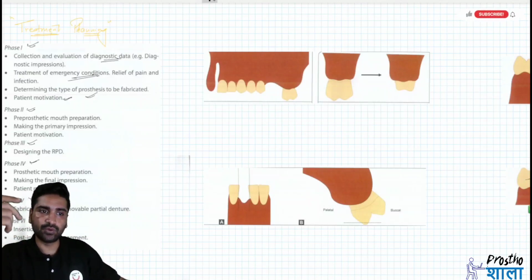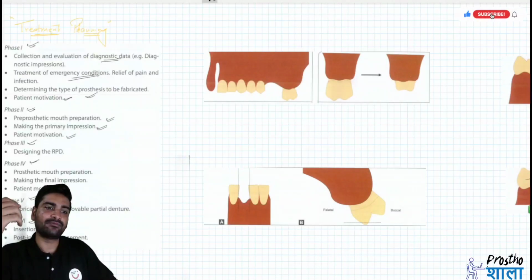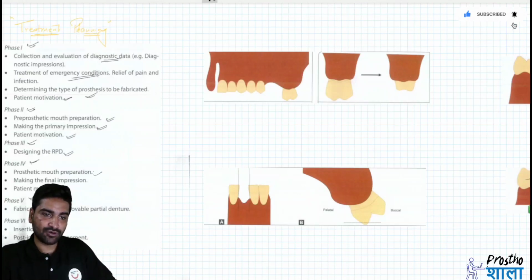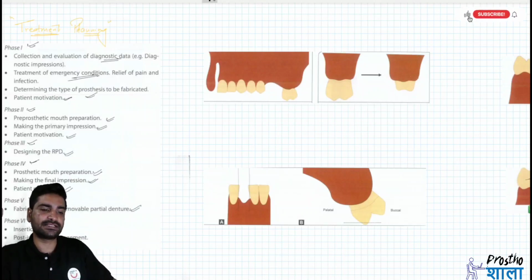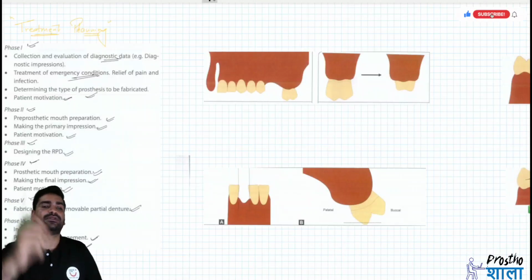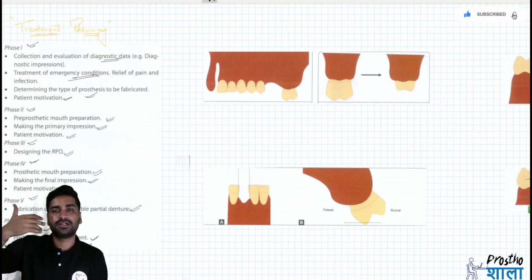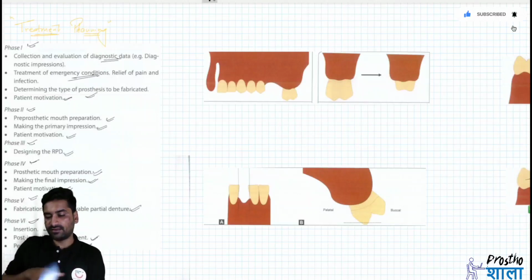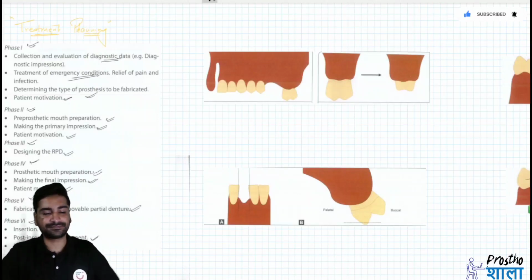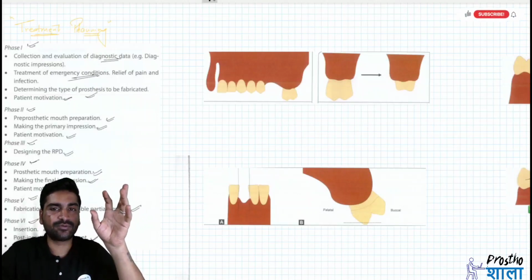Moving on to phase 2, it involves your pre-prosthetic mouth preparation, making of the primary impression, and patient motivation. Then in phase 3 you design the RPD, then you do the prosthetic mouth preparation, making the final impression, patient motivation. In phase 5 you fabricate, and in phase 6 you insert, with post insertion management and periodic recall and review. So this is how you move on in the sequence of treatment planning. Right, now there is pre-prosthetic mouth preparation.